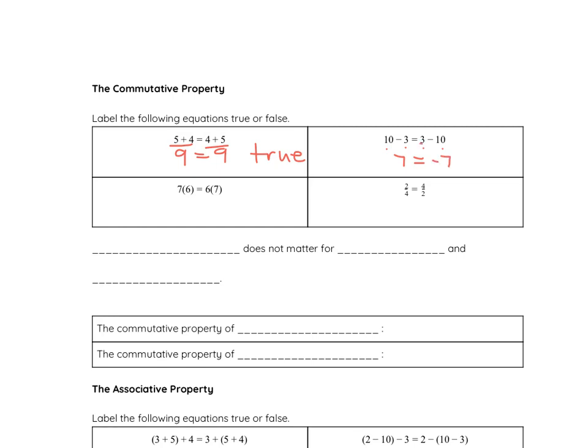Think about if you have 3 of something and you try to take 10 away, you end up in the negatives because you didn't have that many. This is not a true statement, so this would be false.